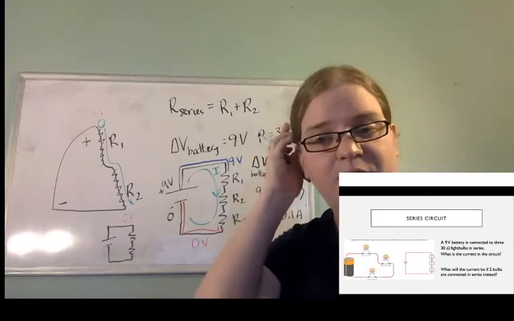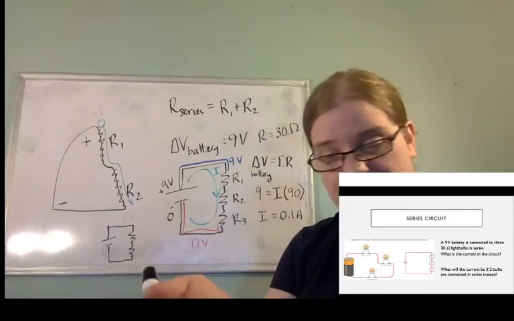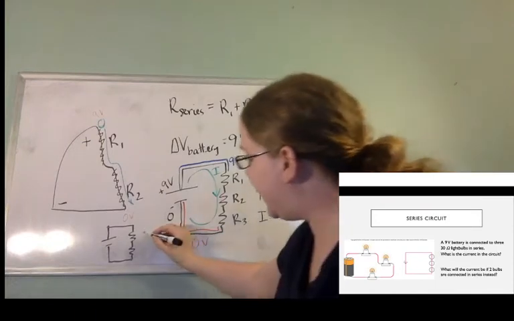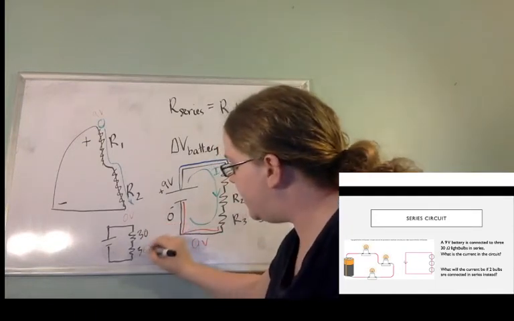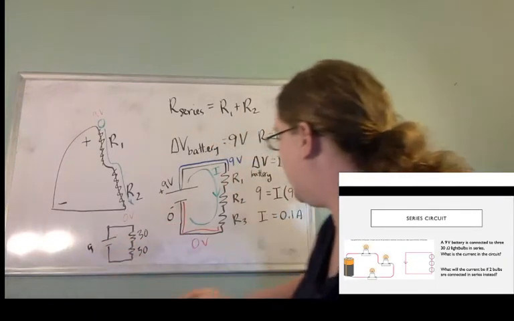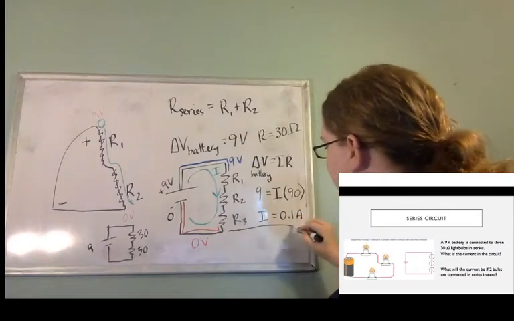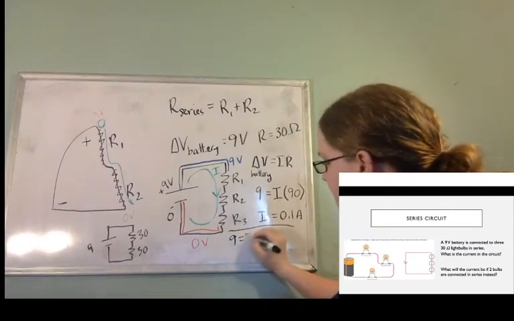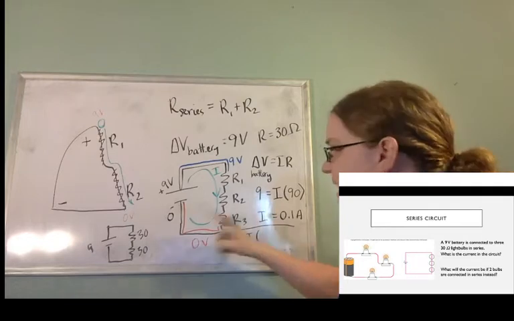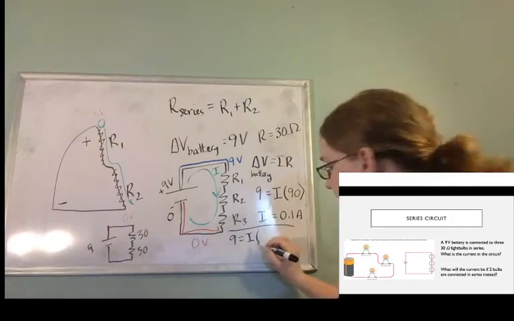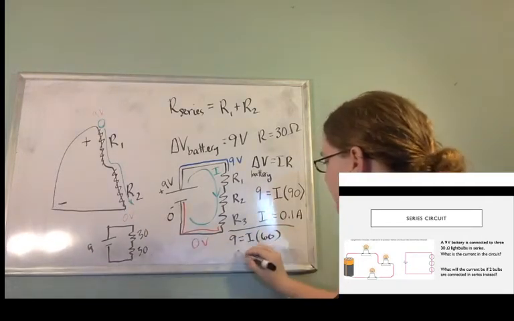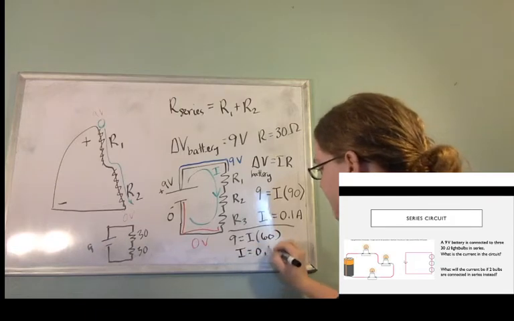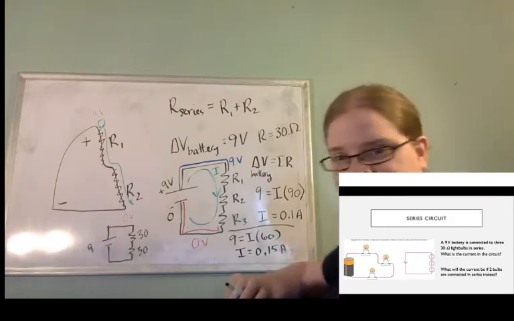So Kevin says 0.15 amps, and I agree. Because in that case, we've got 30 and 30 and 9. And so we would take 9 equals current times now 30 plus 30 is 60. And if you solve for the current, it would be 0.15 amps.